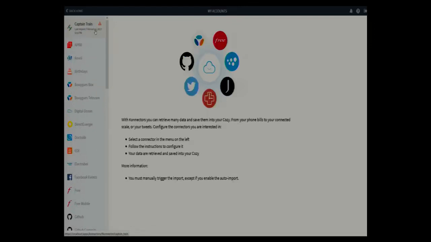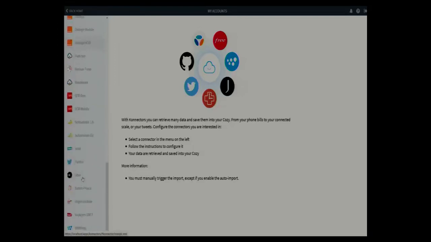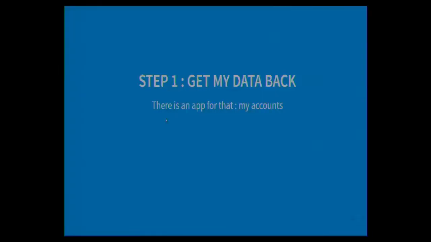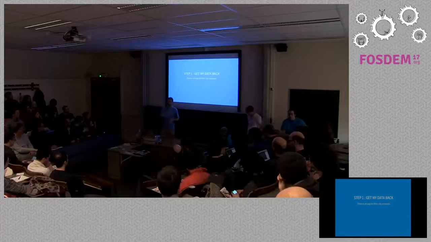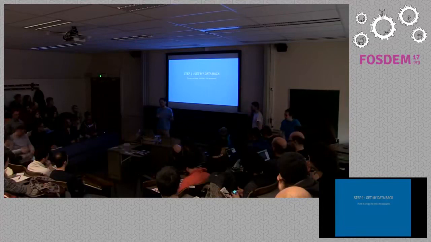You can get your bills from different services. You can get your bank accounts. You can get your podcasts. You can get whatever, your Facebook events, I don't know. And some other things, also your health data. I suppose now there are 50 connectors. That's okay, but there are many more services.